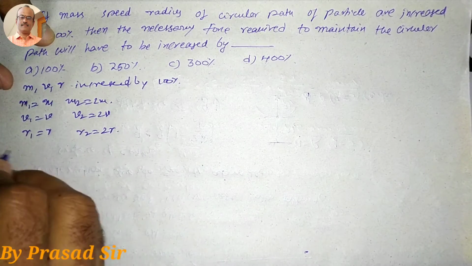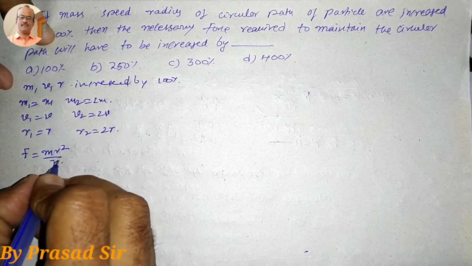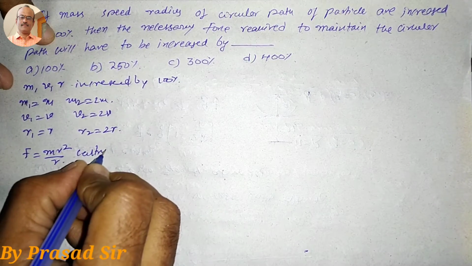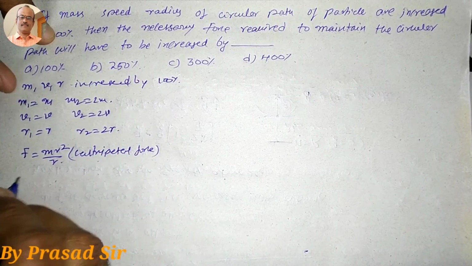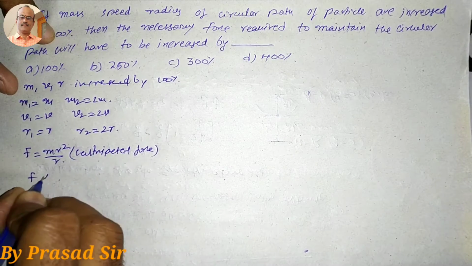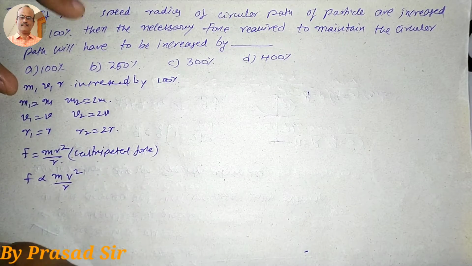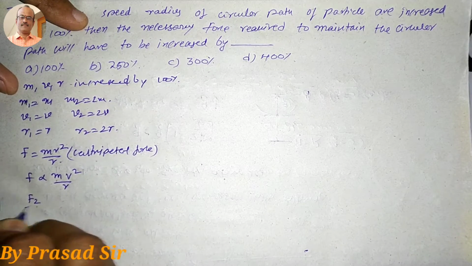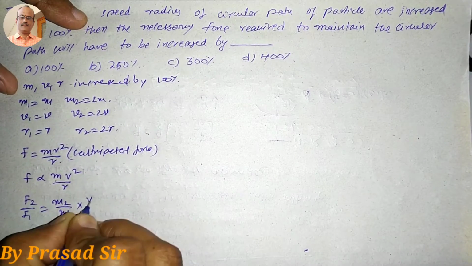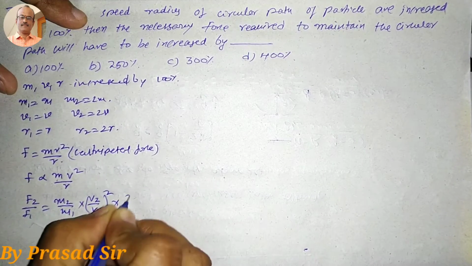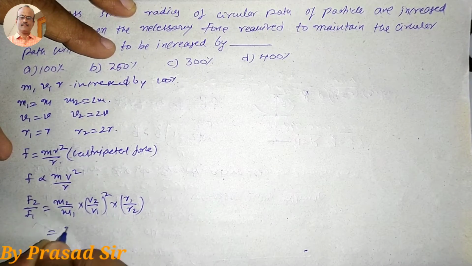You can remember this. Here the centripetal force formula is F is equal to mv square by r. Why centripetal force? Because it should maintain the circular path. So that's why centripetal force is necessary. According to this, F is directly proportional to m v square divided by r. So F2 divided by F1 is equal to m2 divided by m1, v2 divided by v1 whole square, and r1 divided by r2. Now substitute the values here.